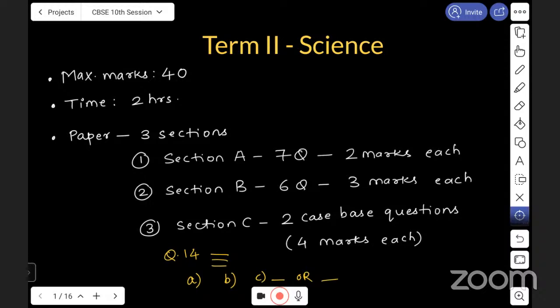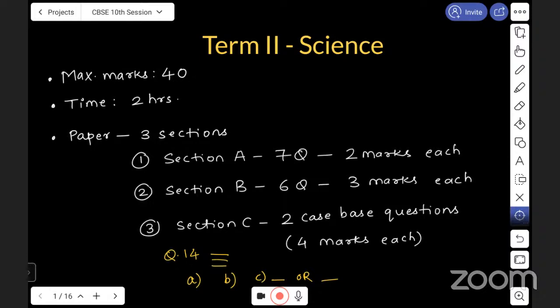Write your answers in points. All the sections should be written separately. Don't mix questions from different sections. Section A, section B and section C should each start on a fresh page, and then continue all the questions one below another in that section. Write in points. Wherever diagrams are necessary, especially in biology, when you are explaining something for 3 marks, make sure you include the diagram if there is a relevant diagram for it.